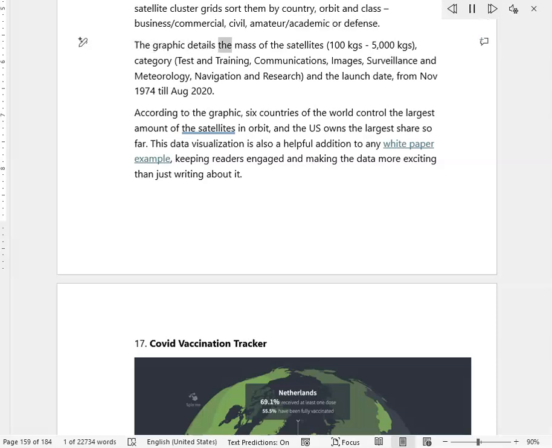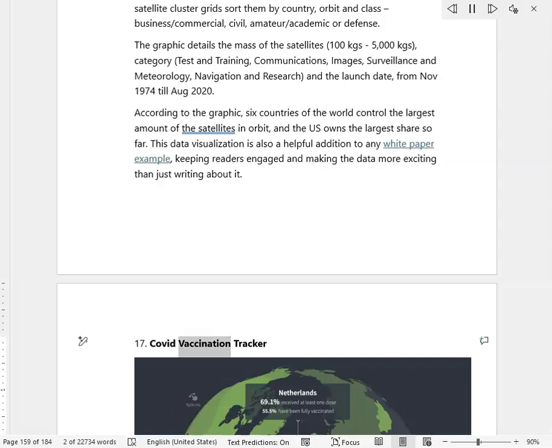The graphic details the mass of the satellites, from 100 kilograms to 5,000 kilograms, category (test and training, communications, images, surveillance and meteorology, navigation and research), and the launch date, from November 1974 till August 2020. According to the graphic, 6 countries of the world control the largest amount of the satellites in orbit, and the U.S. owns the largest share so far. This data visualization is also a helpful addition to any white paper example, keeping readers engaged and making the data more exciting than just writing about it.